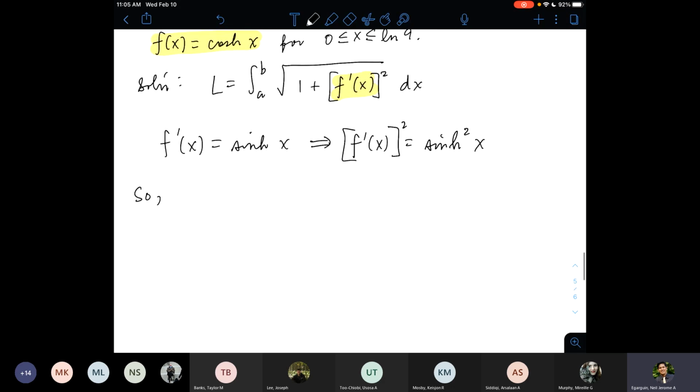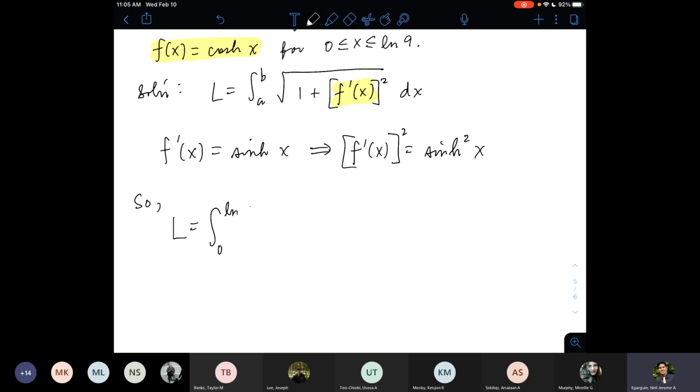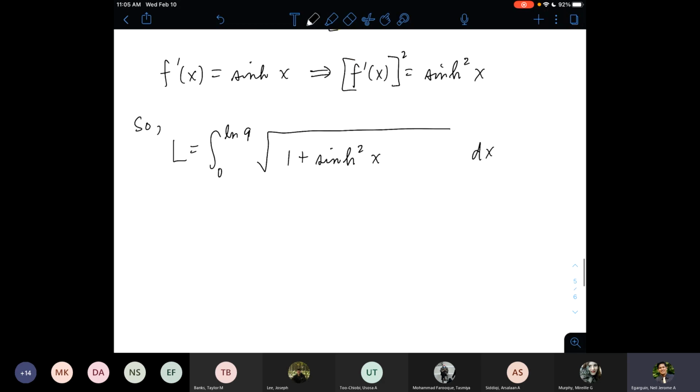Plugging this into the formula for the arc length, we're looking for the arc length from 0 to ln 9, because those are your bounds for x, of the square root of 1 plus hyperbolic sine squared of x dx. In this current form, it's difficult to do the integration, and u substitution will not work, because if you let u be the radicand, you will have 2 hyperbolic sine hyperbolic cosine required for the du, so that won't work.